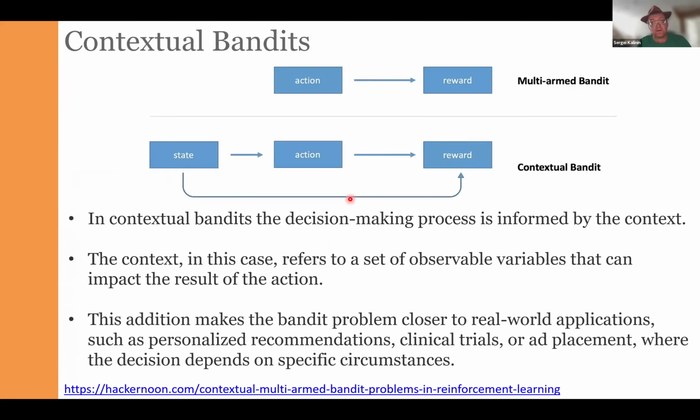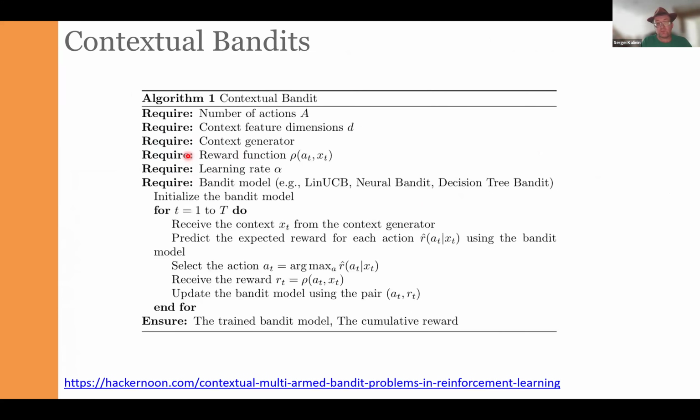And with that, let's see what else can be done with bandits. A very important extension of bandits is the so-called contextual bandits. The normal bandit builds the relationship between action and reward, and the contextual bandit also takes into account a state. So what action gives you better reward depending on the state. There is a whole collection of books and blog posts about it.